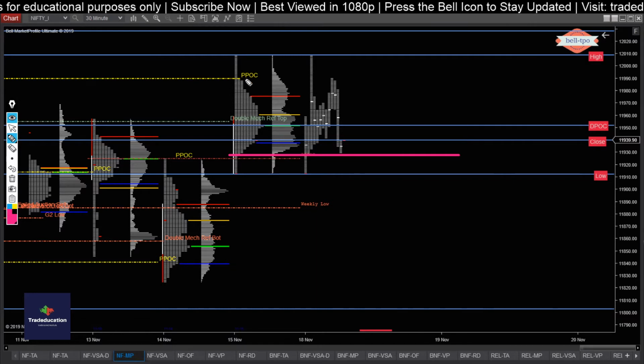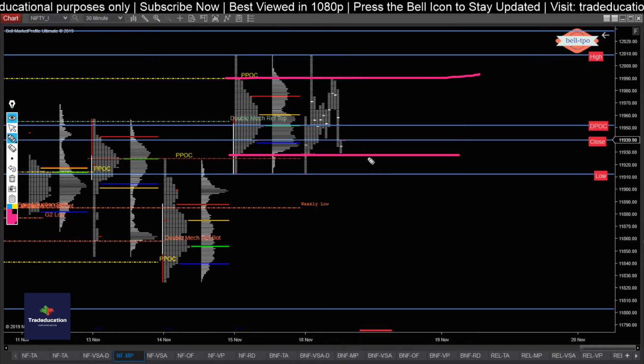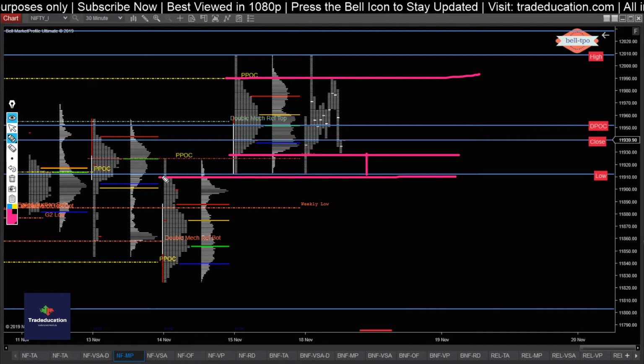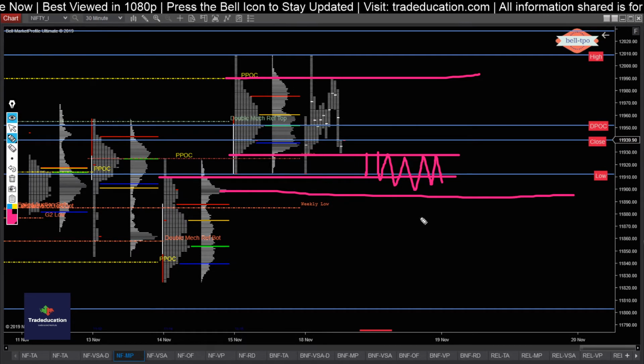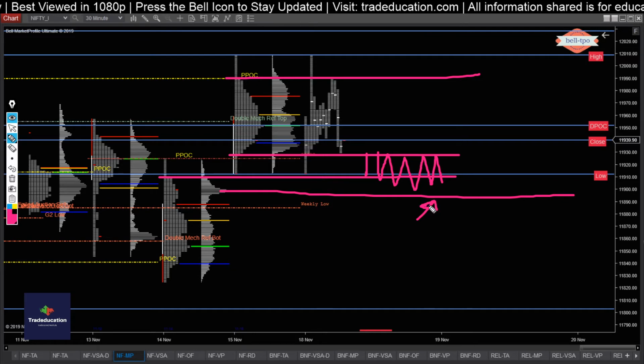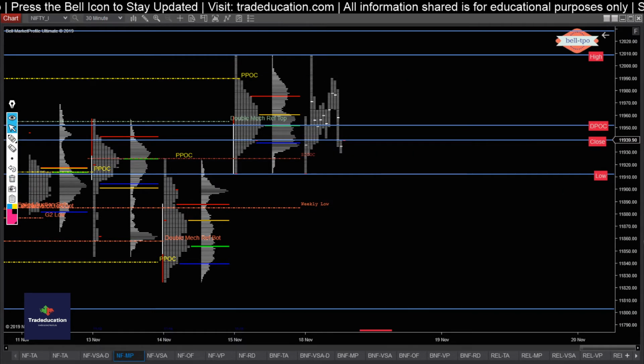Moreover, there is this excess and this excess. There is a single print here, and there is a single print. There is also a weaker reference here. So the odds are higher that these two levels will be taken care of, and the entire ball game is how the auction develops at this particular HVN. That is what I'm looking forward to for Monday's auction.